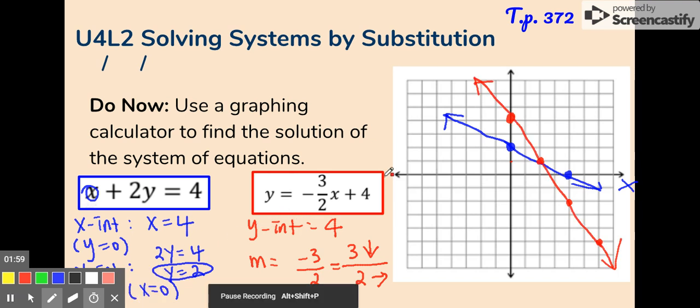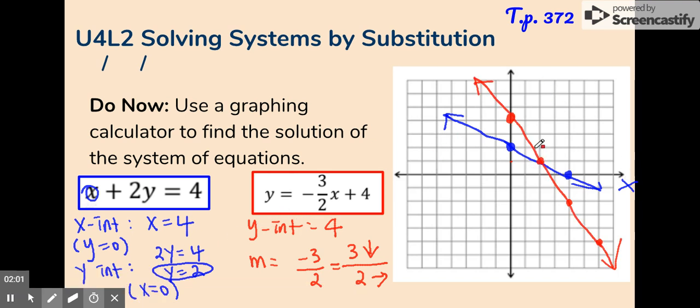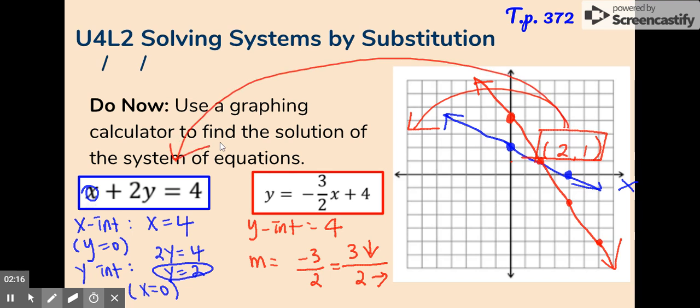If you use a ruler, it should be two straight lines, and the two lines are intersecting at (2, 1). So (2, 1) is a solution for this system, which means when you plug (2, 1) into the blue line and into the red line, they both should be true statements. And this point is on both lines.